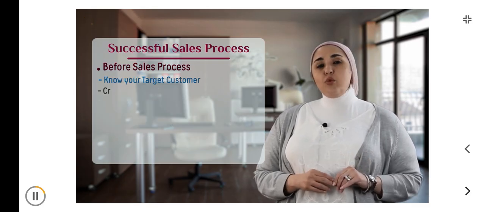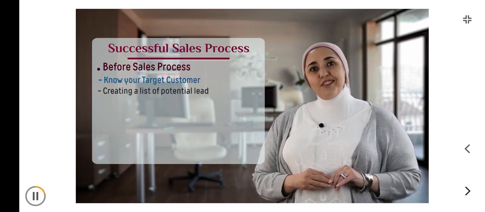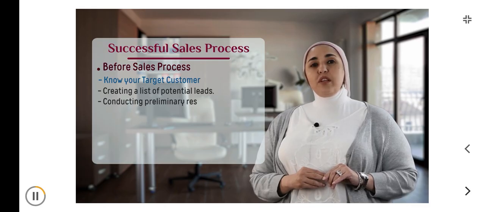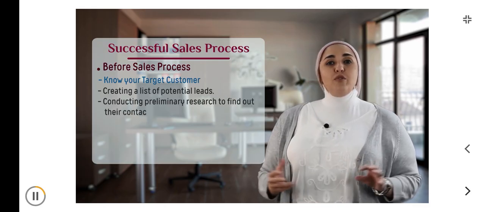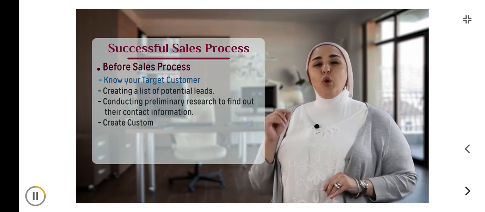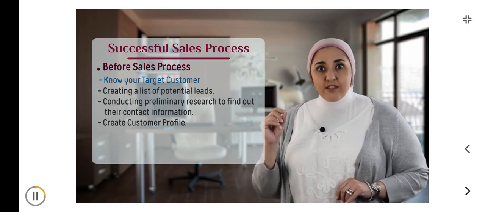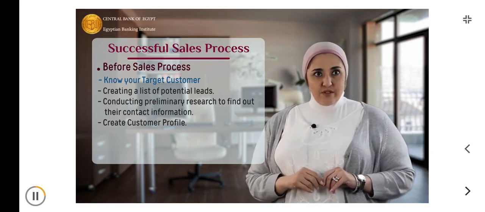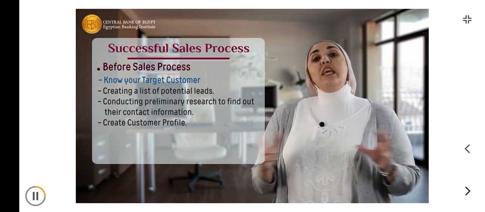Second, we need to know our target customer. Who is our target customer? What is the profile of our target customer? What are the things that would affect the target customer? And at the same time, we create a customer profile.